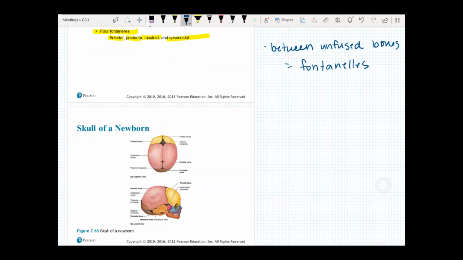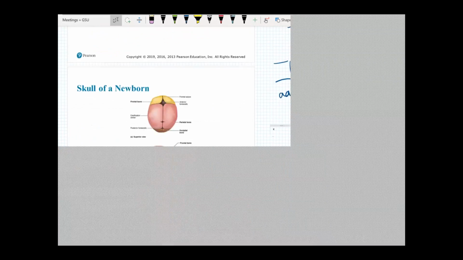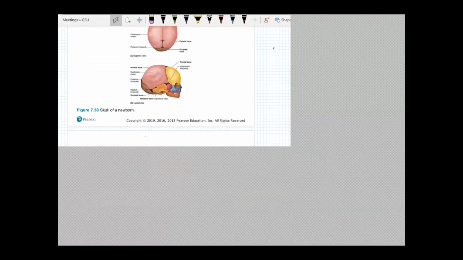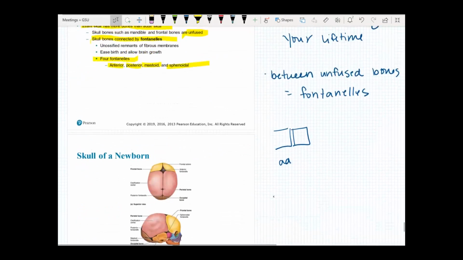Essentially, in an adult, when you have a bone connected to a bone, they're connected completely. But in an infant or a young child, they're not connected so easily. So rather than in an adult, where they are connected like this, they may be connected with space in between, and this will be a fontanelle. So you can see the space here between these bones.